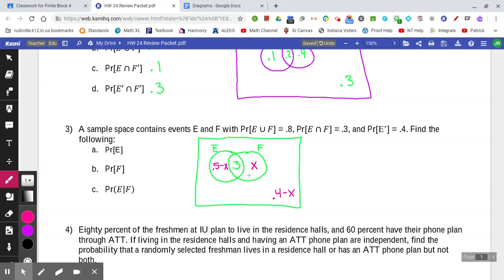All right, so what I was able to do was come up with an expression for each of the regions in this Venn diagram. And that means that I have a possible equation that I can write, in the fact that all of these regions, wherever they are located, need to add up to 1. Because the probability that something's going to occur is 100%. So that's always going to be 1.